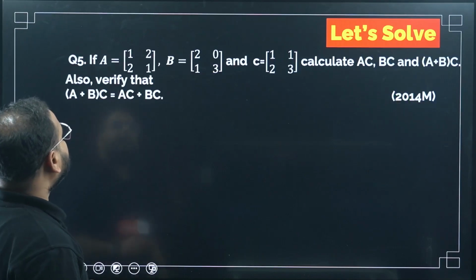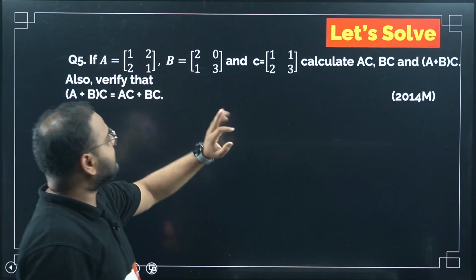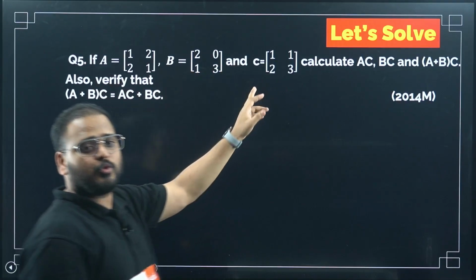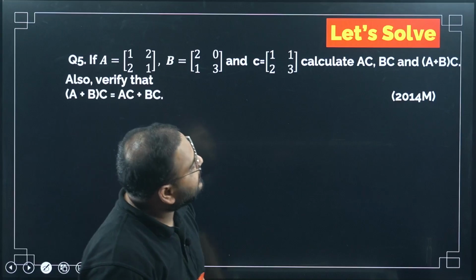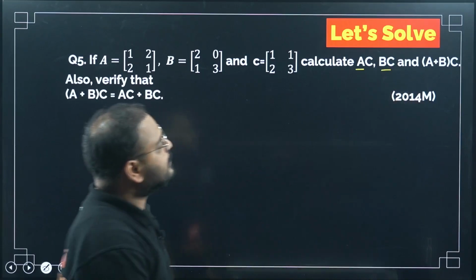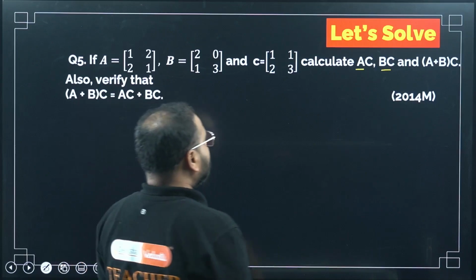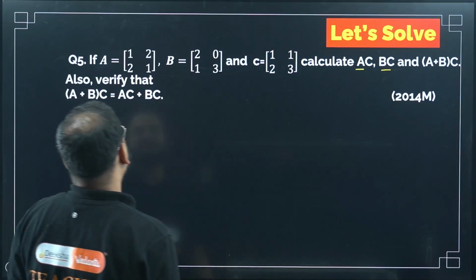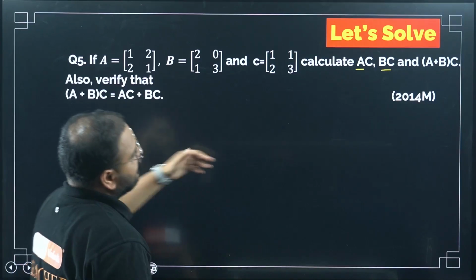Fifth problem. A is given here, B is given here, C is given here. Again 2 cross 2, 2 cross 2, 2 cross 2. Calculate AC, BC. Matrix multiplication is there, no? AC, BC and (A plus B) times C. Alright, so let's quickly find A plus B first and then verify this condition. They've asked this problem, okay?